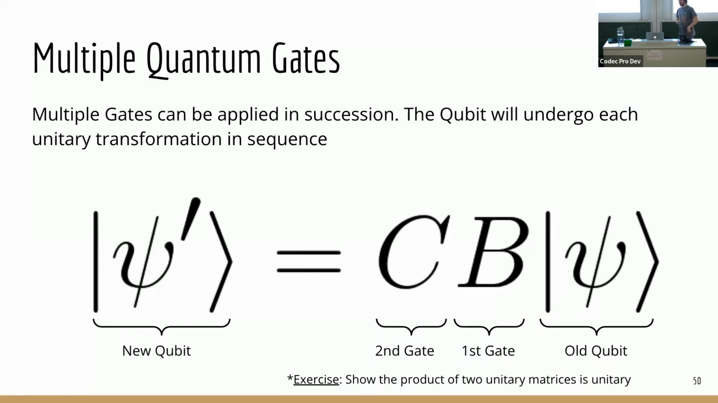And I leave it as an exercise to you to show that the product of two unitary matrices is also itself a unitary matrix. So because of this, we could actually consider this product here of C and B as just a single unitary matrix, and it's almost as if our qubit isn't passing through two quantum gates, but rather one quantum gate, and we just have two gates in our diagram just for convenience and clarity.